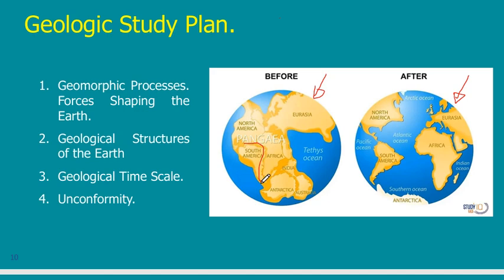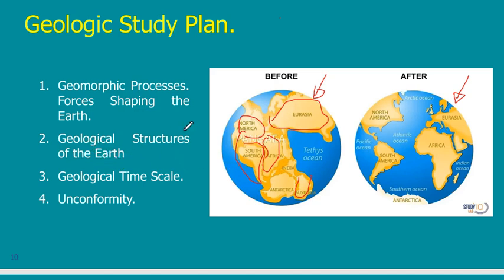This is South America, this is Africa, this is North America, this is Asia and Europe, this is here Australia, and so on. All of these continents were just one piece, then they split. How they split, this is what we studied.